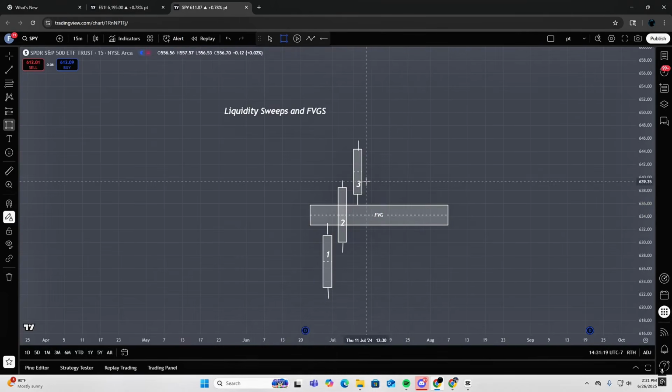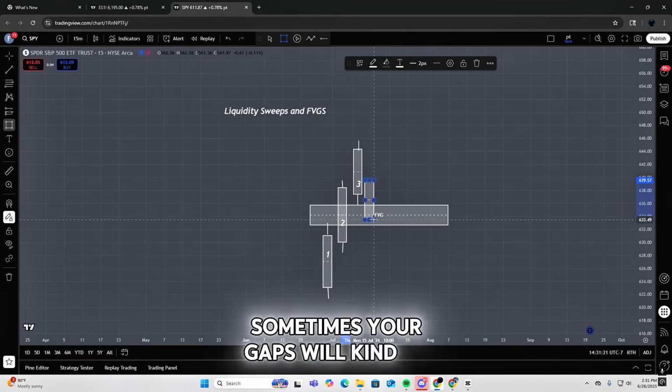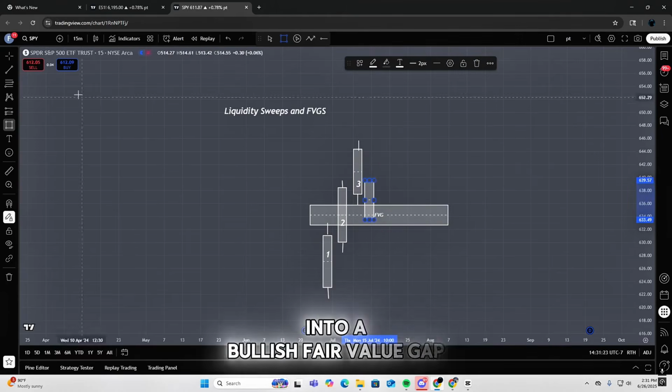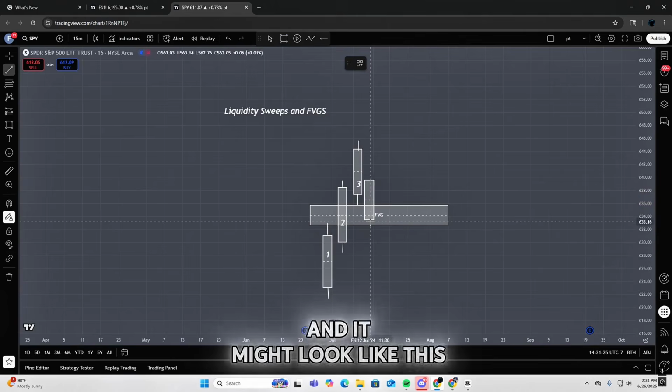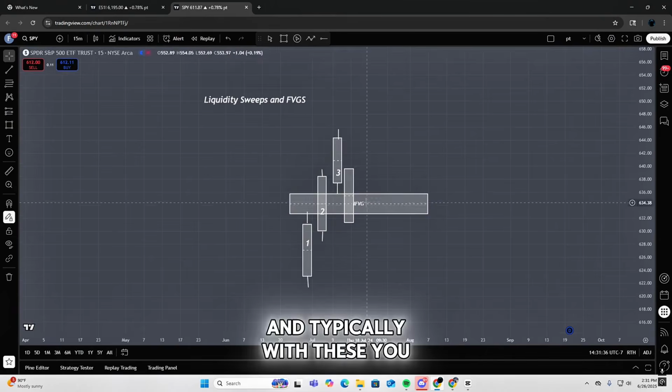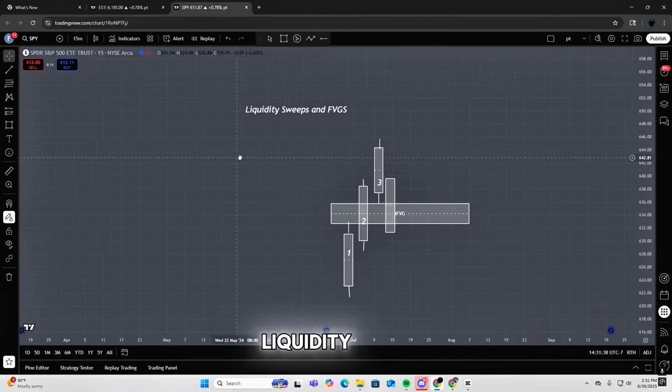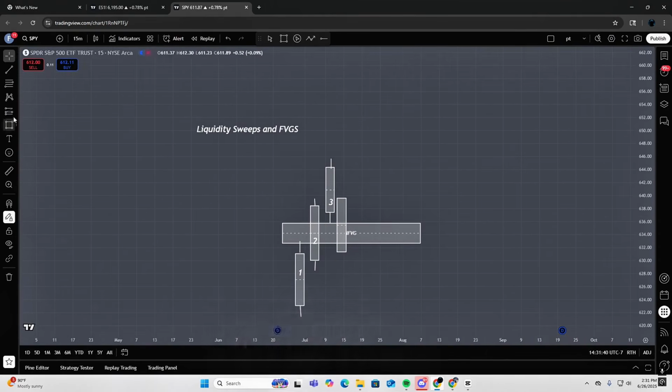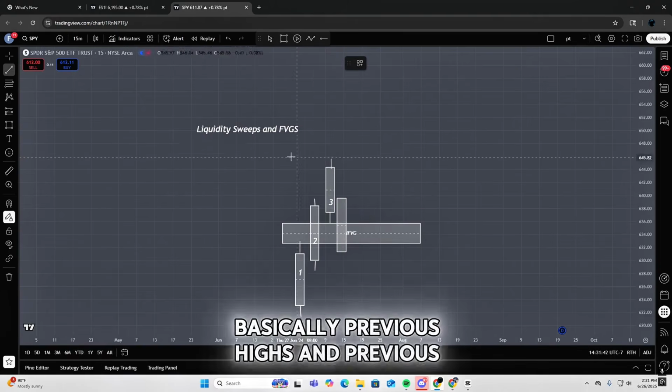Sometimes you could retrace into a bullish fair value gap and it might look like this. This is still a bullish fair value gap, but once you get a candle close like this, then that's considered an inverse fair value gap, right? And typically with these, you want to pair them up with a liquidity sweep. What is a liquidity sweep? Basically, previous highs and previous lows, right?